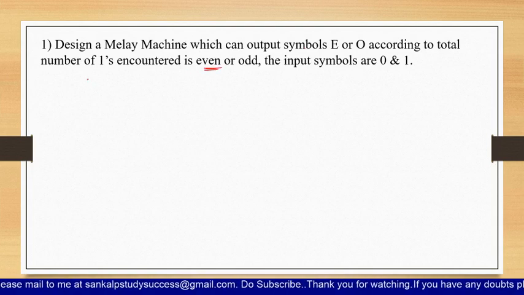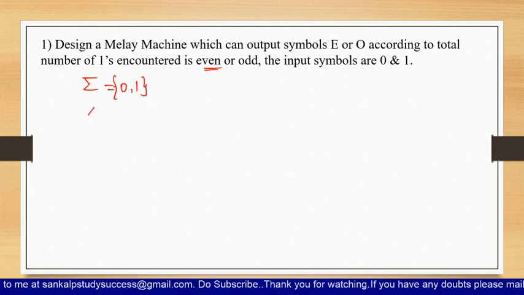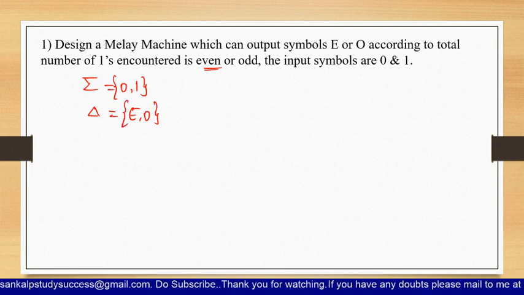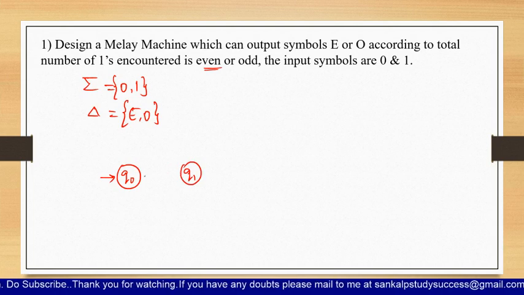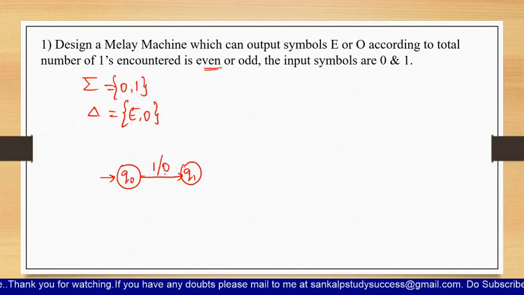That means here sigma is equal to 0, 1. But the outputs are E or O. That means you have to specify whether the number of ones are even or odd. Let us start with an initial state Q0, and here there is another state Q1. If you move from Q0 to Q1 by applying 1, then there is only one 1, right? That means we are having an odd number of 1s.